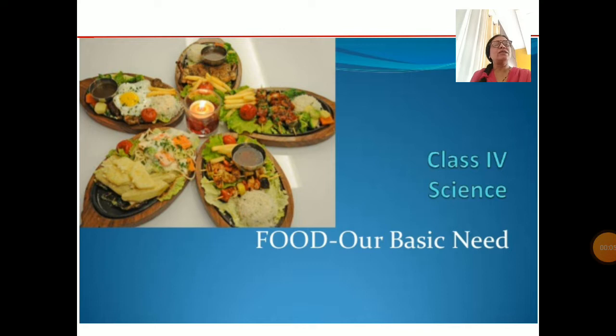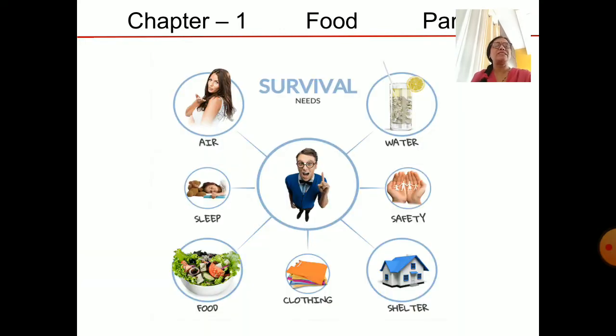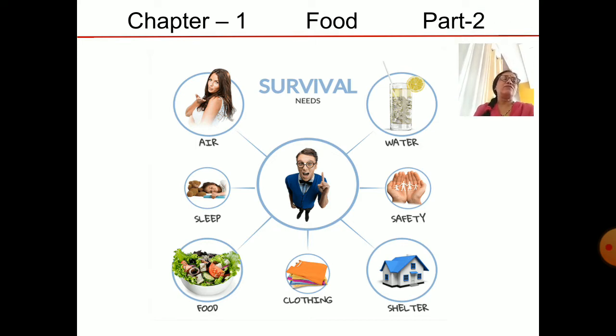As you know, we are discussing food, which is also our basic need, right? Apart from food, other things are also necessary for the survival of living beings, like air, water, sleep, shelter. Okay, so we are discussing food, that is chapter 1, and today we shall discuss part 2. Let us begin.